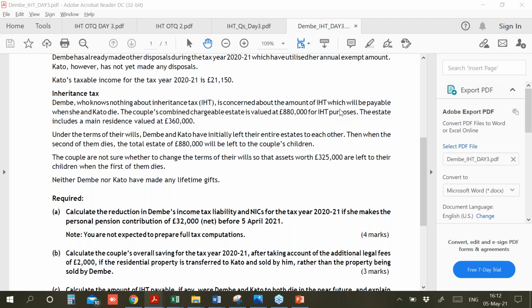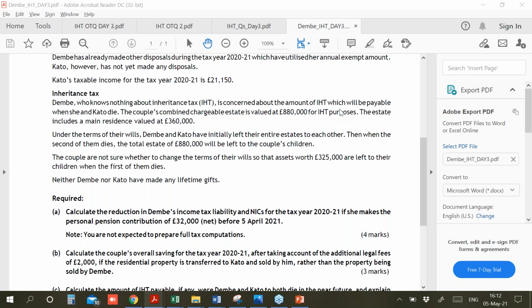Yes, 40,000 is the amount. There is no donor and donee, Subhan. It is not an inheritance tax. It is a personal pension contribution. Okay, so all you have to do is gross it up, and the formula is to multiply it by 100 divided by 80. 100 over 80 is the formula.